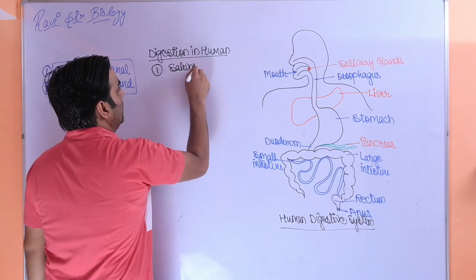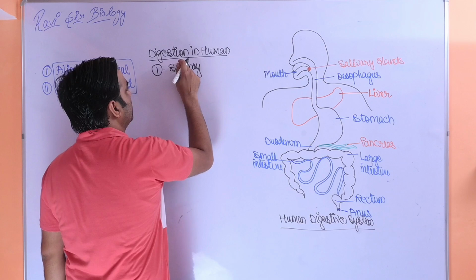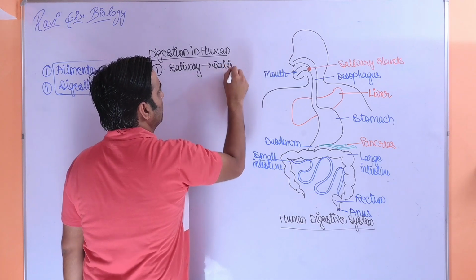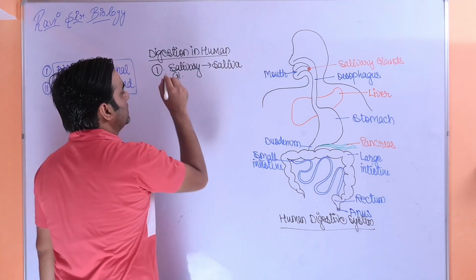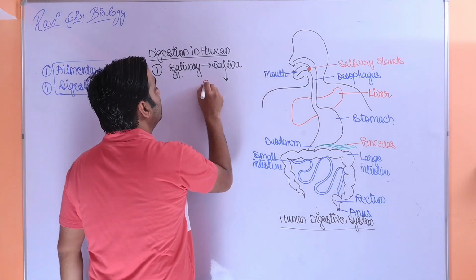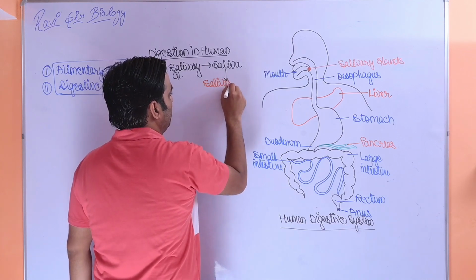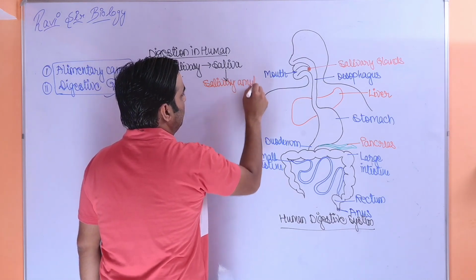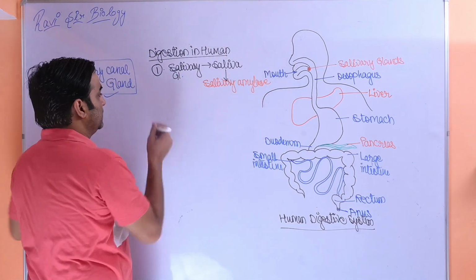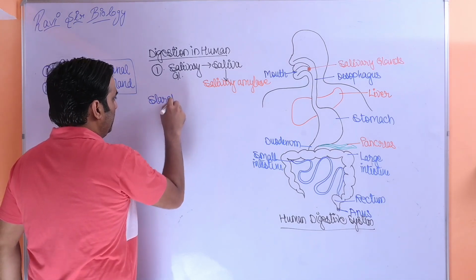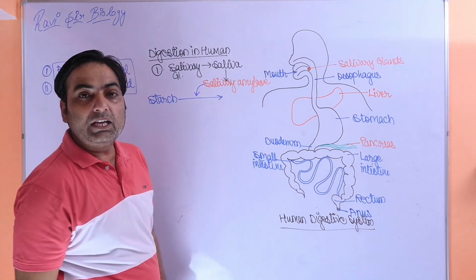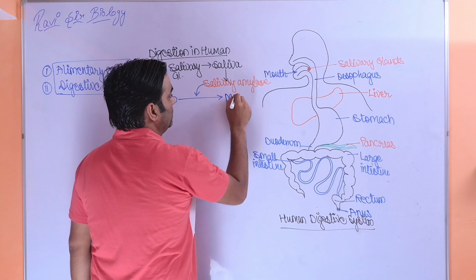How is it acting? The salivary gland secretes saliva, and this saliva has an enzyme called salivary amylase. And that salivary amylase, what does it do? The starch present in the food will be broken down in the presence of salivary amylase into maltose.